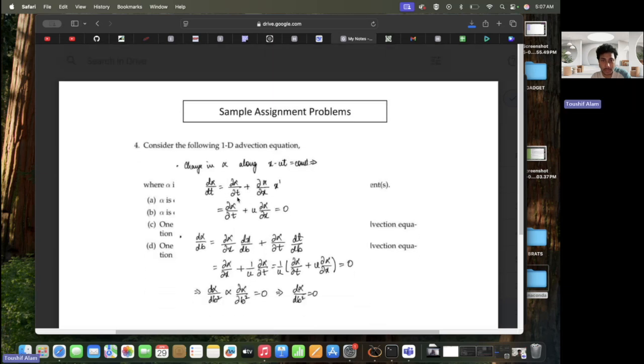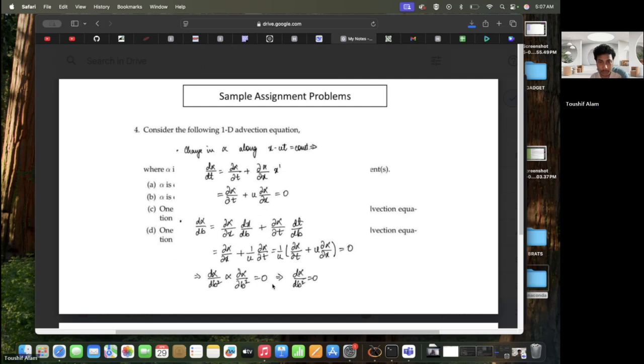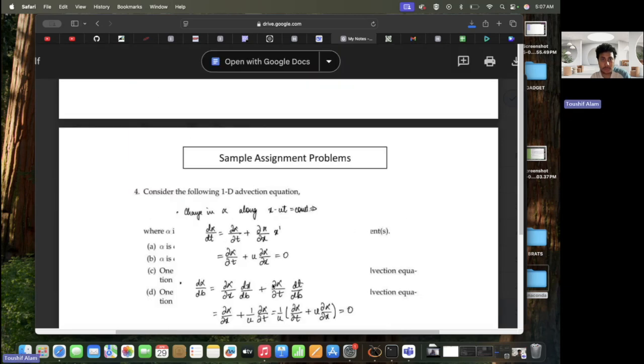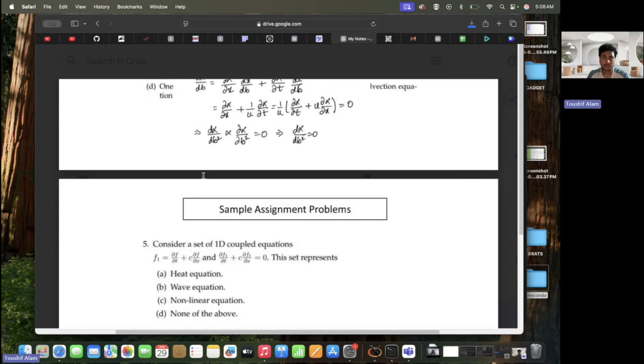Next thing is del alpha del t. If we do this, it will be 0. Del alpha del b will be 0. So del alpha del b square is proportional to del alpha del b square, which is 0. So del alpha del b square is 0. Okay, so options C and D both are correct.